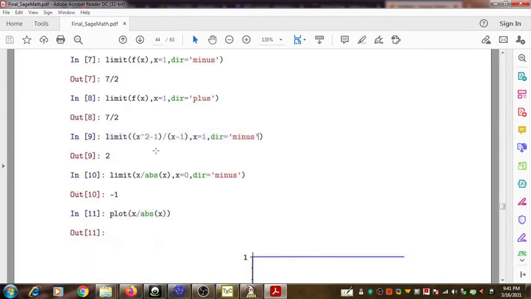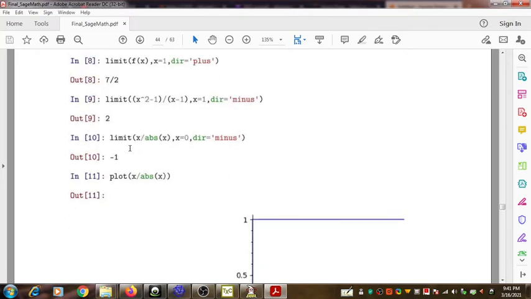In the previous case, the function whose limit we determined is x square minus 1 divided by x minus 1, and its limit value is equal to 2. Now, suppose we want the limit of the function x divided by absolute value of x. You can type that command as given here.